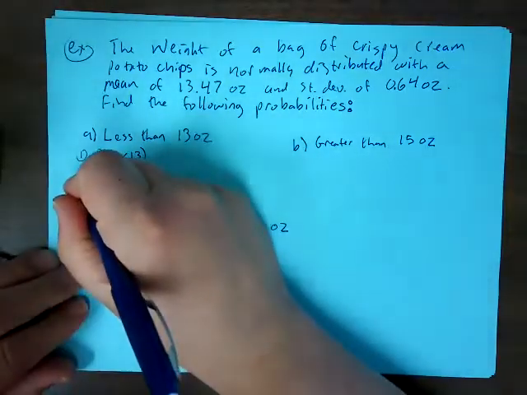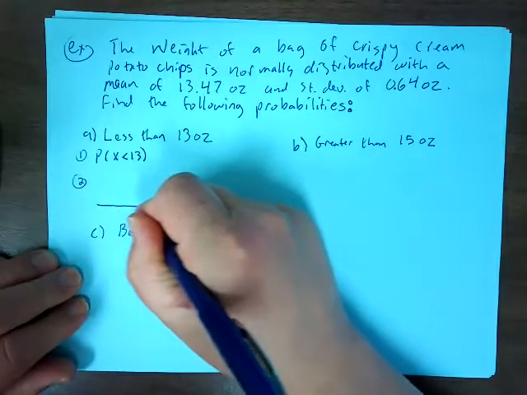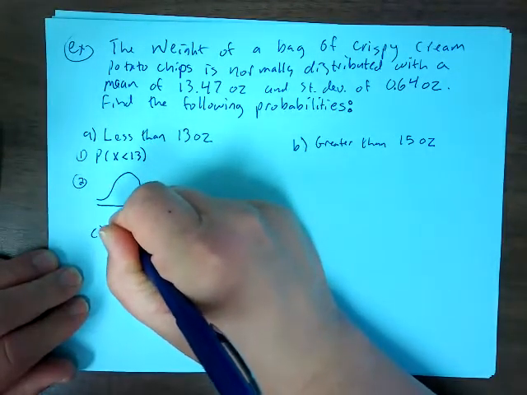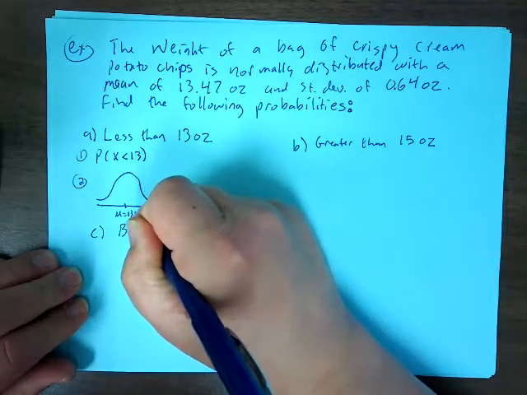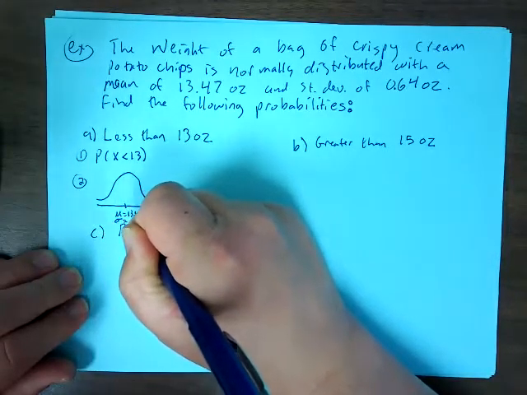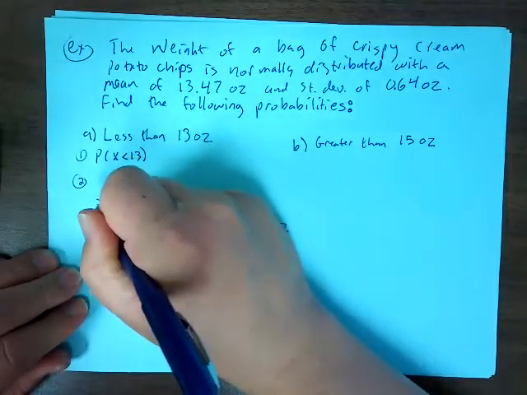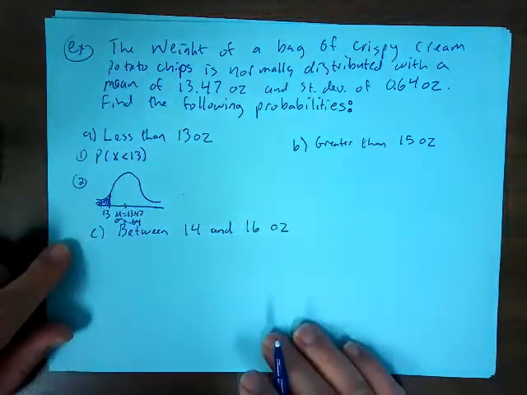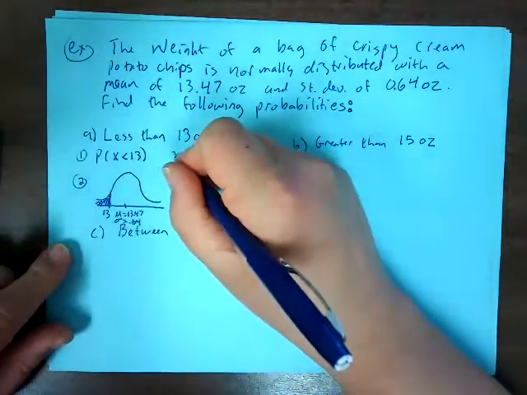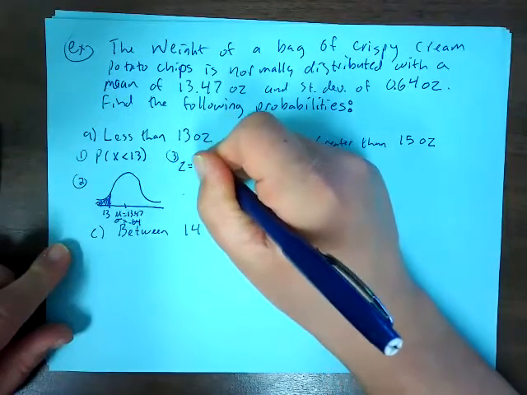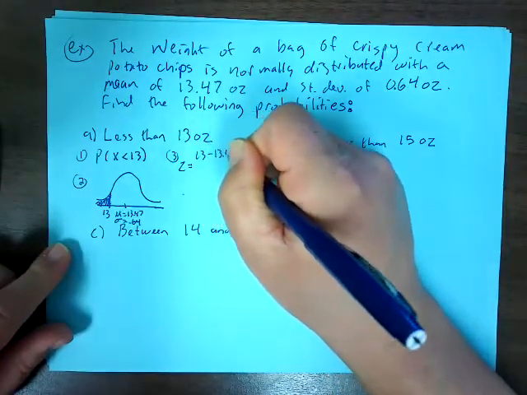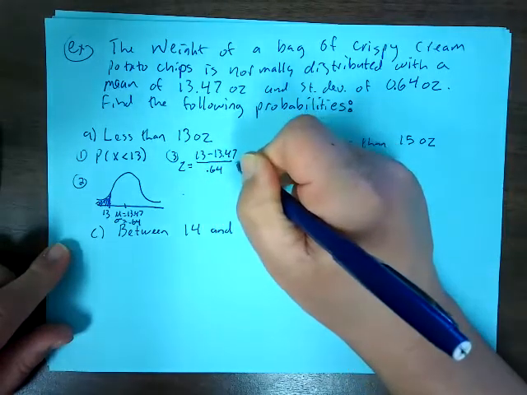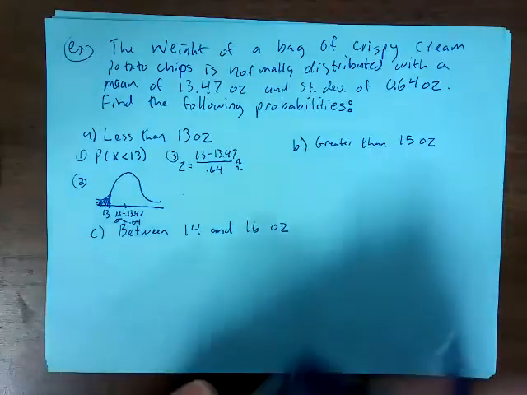Now I draw a diagram. In the center goes the mean, 13.47, with the standard deviation below that. 13 ounces is below the mean somewhere, and I want the bags that are less than that. So step 3, I calculate the z-score. I'm going to take 13 minus 13.47 and divide that by 0.64, and this will give me the z-score.